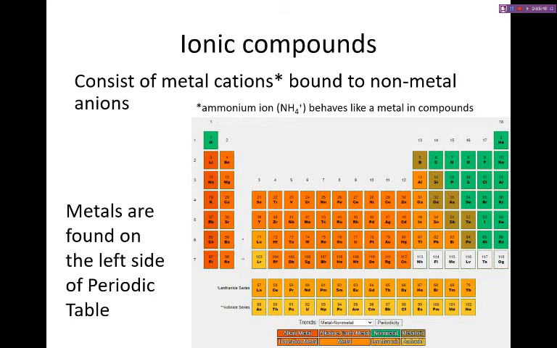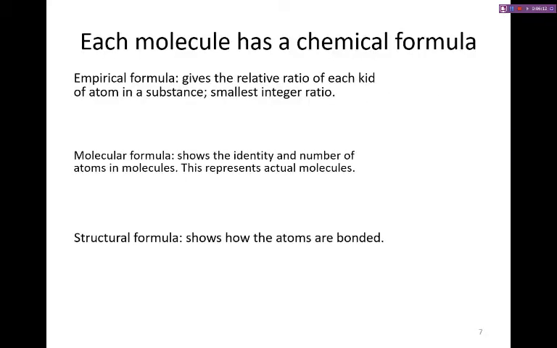One exception to this rule of metals binding to nonmetals making ionic compounds is the ion ammonium. When you take a look at ammonium, it is consisting completely of nonmetals, nitrogen and hydrogen. However, because it has a positive charge, it behaves like a metal within compounds. Now that we've laid the groundwork for compounds, both molecular and ionic compounds, let's talk about chemical formulas. So each molecule has its own chemical formula, and we have different ways of representing this.